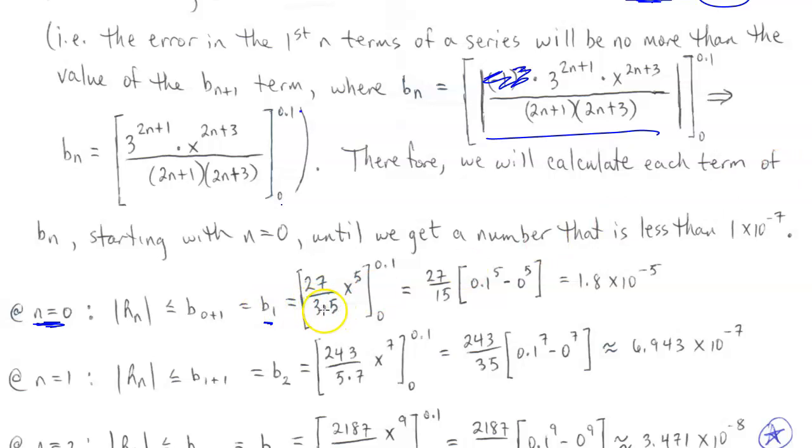Of course, when we plug in all the information here, if we let n equal 0, this means that we're looking at the b sub 1 term. So what we would be doing here is looking at this like this is b sub 1 and plugging in 1 everywhere where we see n to get our value. And if we do that, we end up getting 27 divided by 15 times x raised to the 5, evaluated from 0 to 0.1.